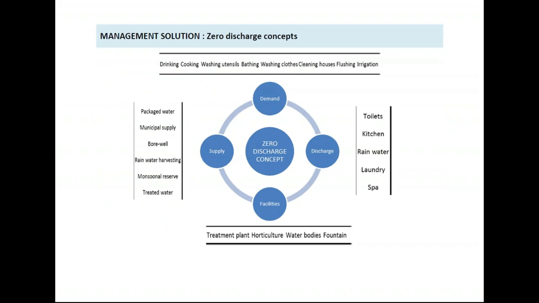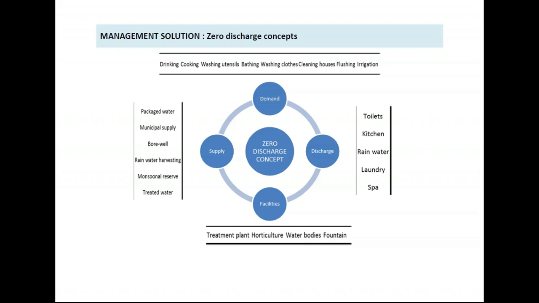Now, what is the zero discharge concept? This is a zero discharge concept cycle where we have the demand, discharge, facilities and supply all in a loop. So all our discharges from toilets, kitchen, rainwater, laundry, spa, etc. are collected and transported to the treatment facility. Now the treatment plant, horticulture, water bodies and fountains are being fed by the water from this treatment plant. And on the supply side, we have packaged water, municipal supply, bore well, rainwater harvesting, monsoonal reserve, treated water.